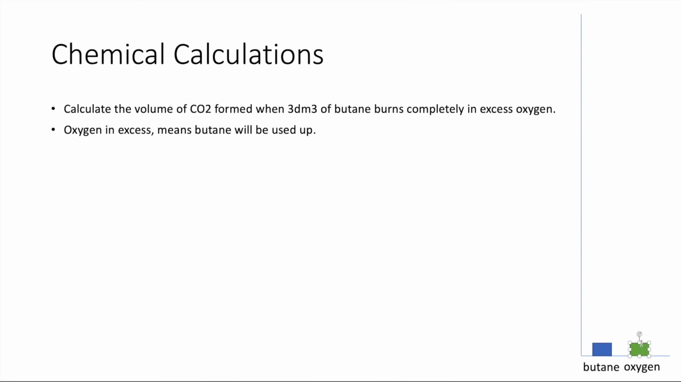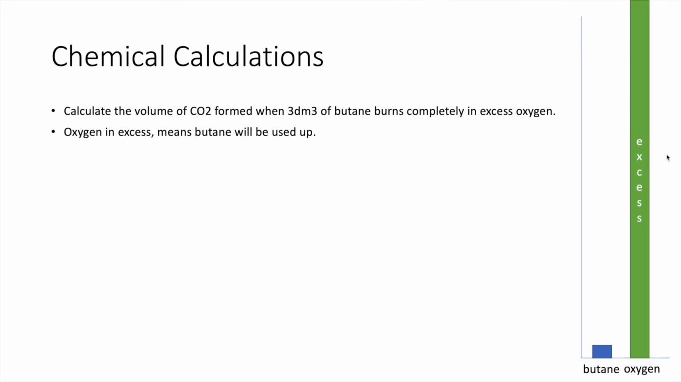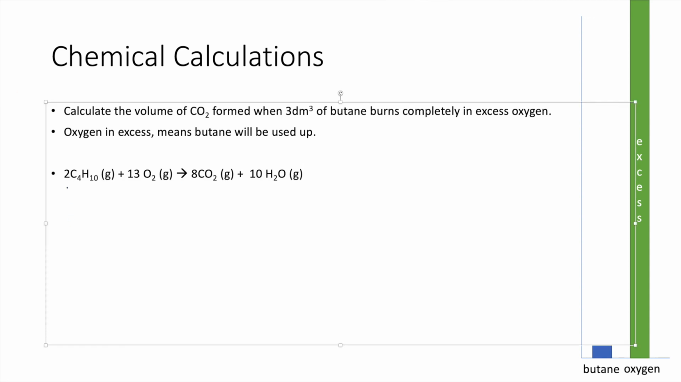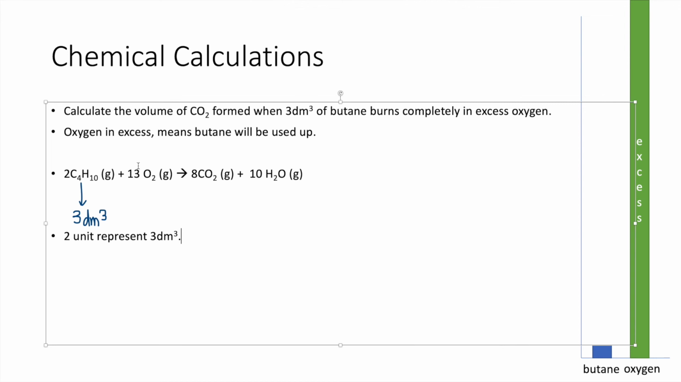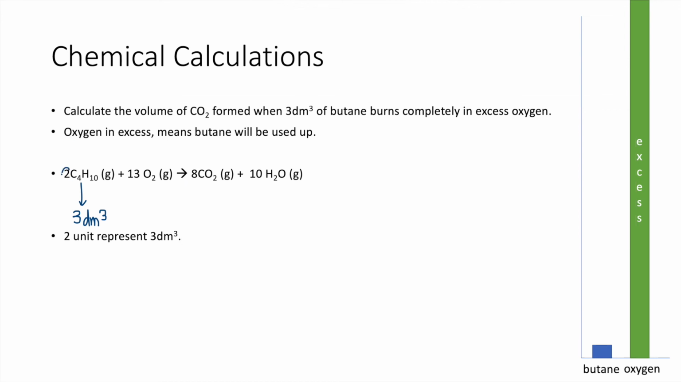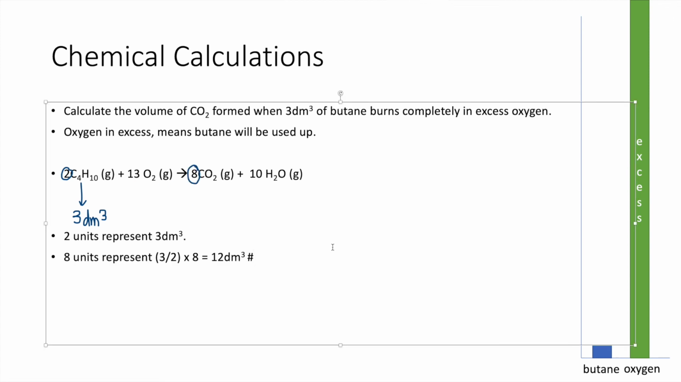I usually draw this bar graph on my students' papers to tell them how to mentally understand this. This is what it means by excess. Okay, next, 3 dm cube of butane. 2 units represents 3, 1 unit represents 1.5, times 8 will give you 12. So those are some introductory questions involving mole and gases.